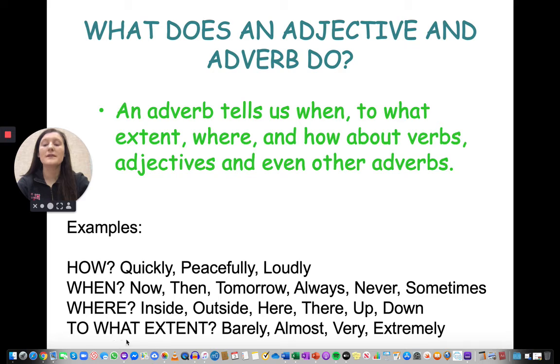And then lastly, to what extent could we do something? So we could barely do something. We could almost do something. We could do it very well or extremely. We could say, it is extremely hot outside. To what extent of something? We could say it is extremely hot outside or it is extremely cold outside. So these are all examples of adverbs, and these words will always be used as an adverb. Now there are some words that, depending on how it's used in the sentence, can change their part of speech. But these are examples of words that will always be described as adverbs.